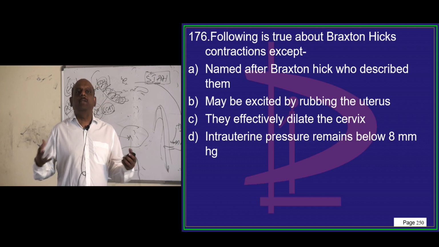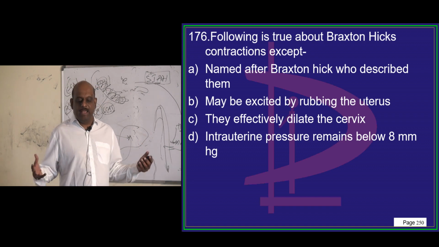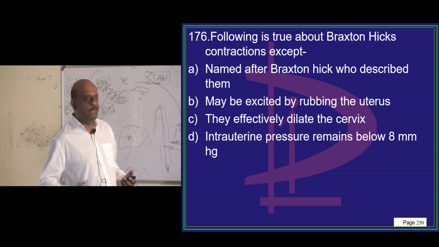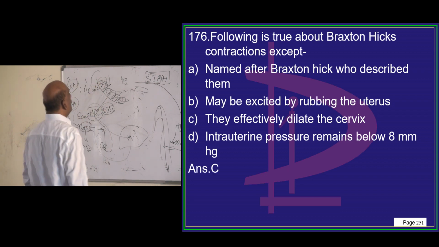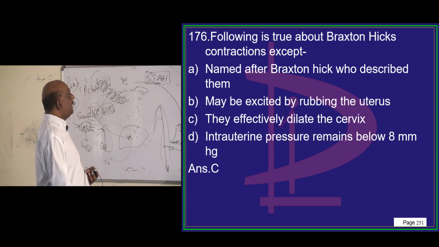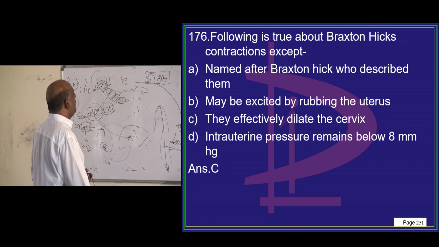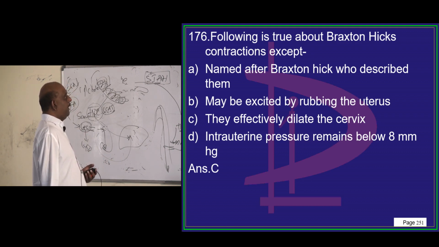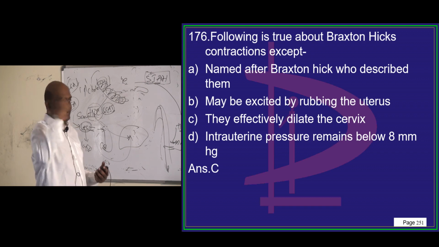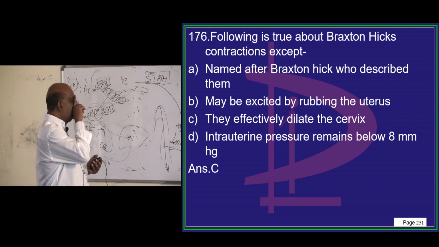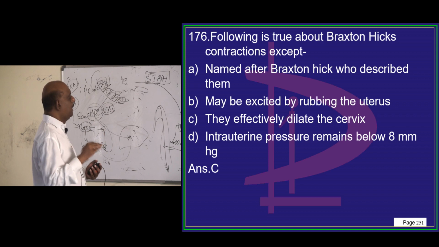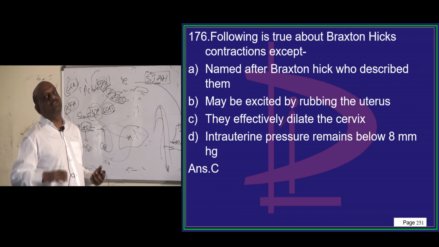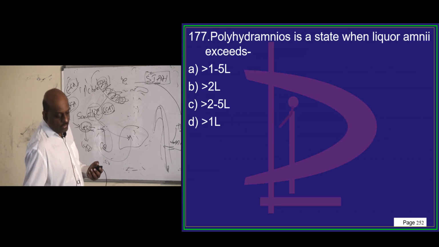Braxton Hicks contractions. They cannot be able to initiate a labor. They cannot be able to lead to the progress of the baby, right? So they are named after Braxton Hicks, and they may be excited by rubbing the uterus, but the intrauterine pressure that they create remains below 8 millimeters of mercury, and these Braxton Hicks cannot be able to dilate the cervix. They are the points you need to understand.